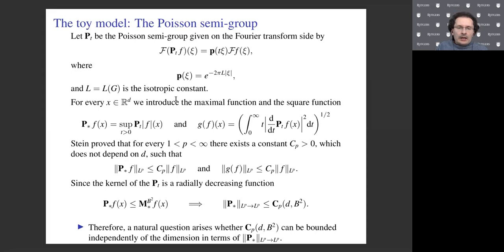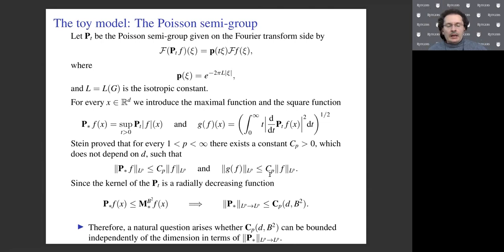And what is important is that if we consider the maximal function corresponding to the Poisson semigroup or the square function, which is defined using this G function, then Stein showed that for every p between one and infinity, there exists a constant which depends only on p, and is independent of the dimension, such that we have these two bounds: the maximal function corresponding to the Poisson semigroup is bounded on L^p, and the bound is independent of the dimension, as well as the same bound is true for the square function.